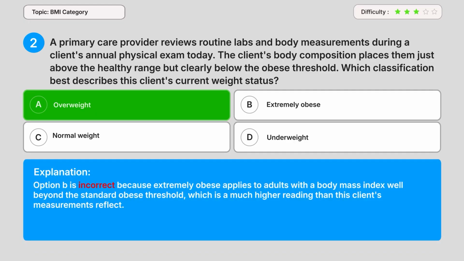Option B is incorrect because extremely obese applies to adults with a body mass index well beyond the standard obese threshold, which is a much higher reading than this client's measurements reflect.